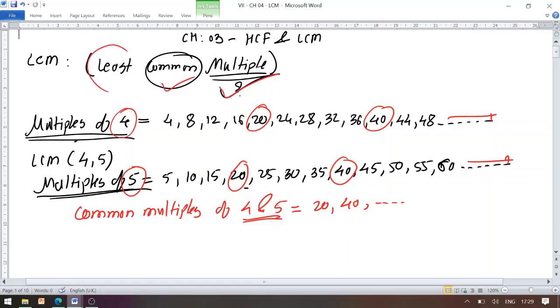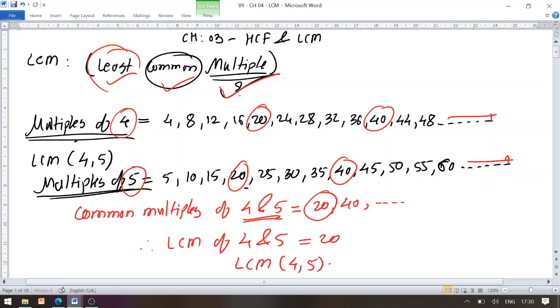Then be focused now on the word least. Least means lowest, we may say. So among them, which is the least common multiple of 4 and 5? It is 20. सबसे छोटा वाला ढूंढना है हमें. Therefore, LCM of 4 and 5 is 20. We may write it in the form LCM of 4, 5 is equal to 20.